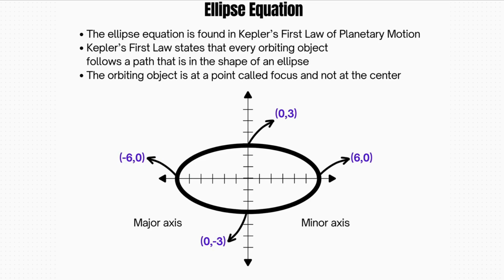A point to remember is that the orbiting object is at a point called the focus and not at the center. This is the center, and the orbiting object is not at this point, but somewhere at the focus, which we'll discuss later on in this video.